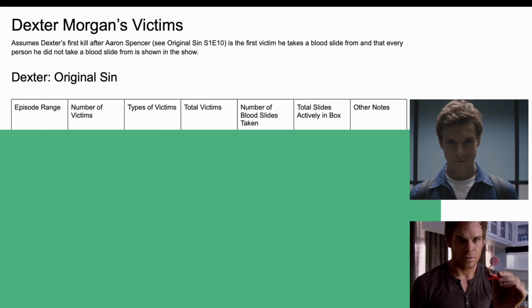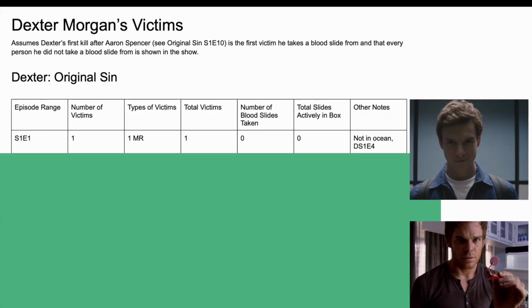So for the next couple slides, I'm going to go over all of Dexter Morgan's victims and show you how I came to my conclusion about how many people he's killed. If you want to just skip ahead to the total, I'll put a timestamp on the screen, but otherwise I'll go through it in chunks of episodes in chronological order of Dexter's life, starting with Original Sin.